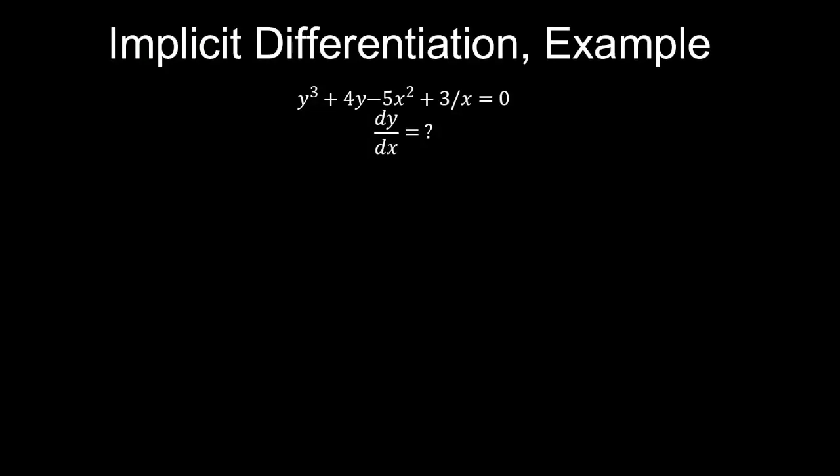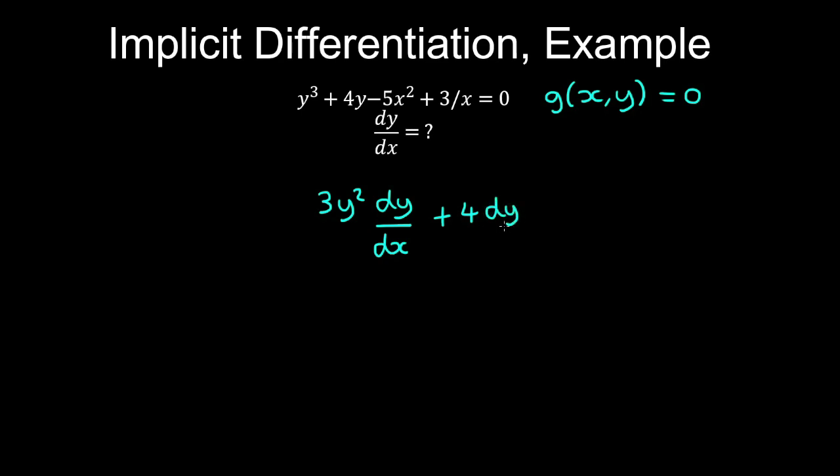Let's find the derivative of y with respect to x, and we have the implicit form as g of x, y is equal to 0. So where there's y terms, we differentiate using the chain rule. So we have 3y squared by dy/dx, and similarly we differentiate with respect to y first and multiply by dy/dx.